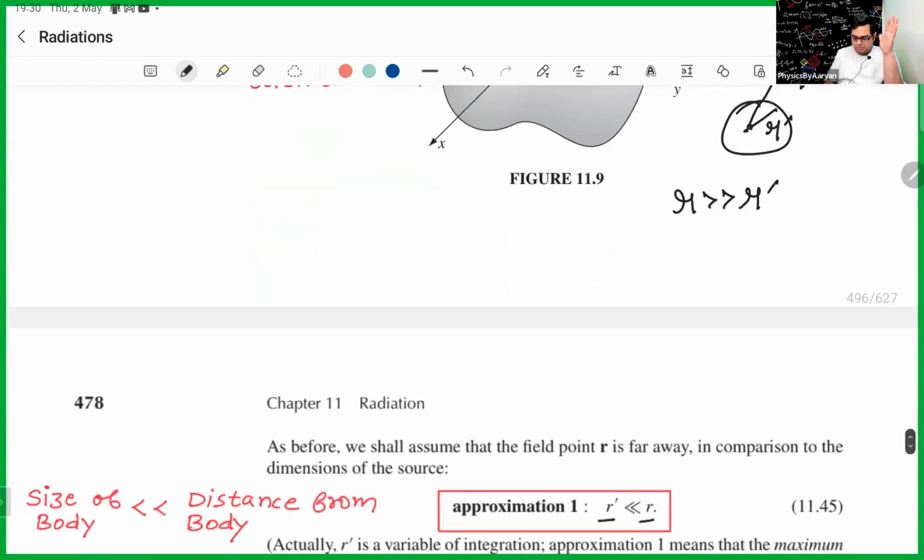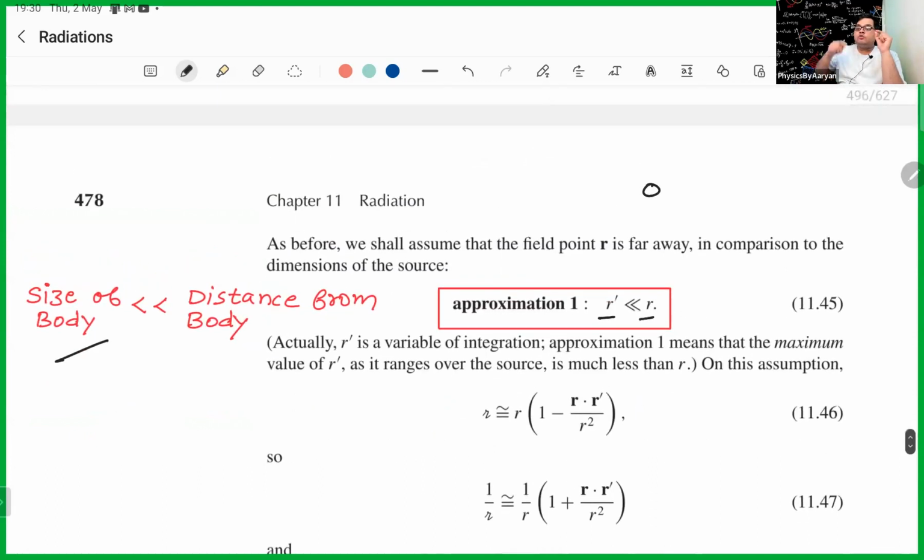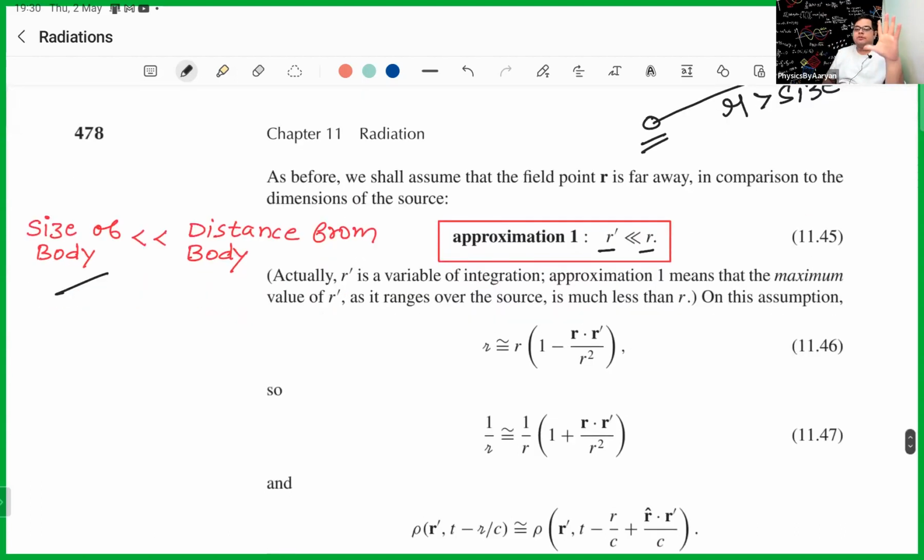What does it tell you? It basically tells you that the size of the body is much less than the distance from the body. The size of the body is only this much, which is producing the radiations, and the distance where you want to find the radiations is much larger than the size of this body. So the size of your body should be very small compared to the distance at which you are interested in finding the radiations. That is one approximation.